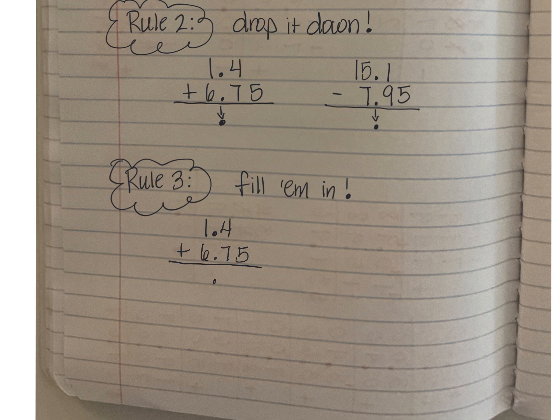I'm going to drop my decimal down. Then I'm going to go fill in that empty spot with a 0. Just like that.